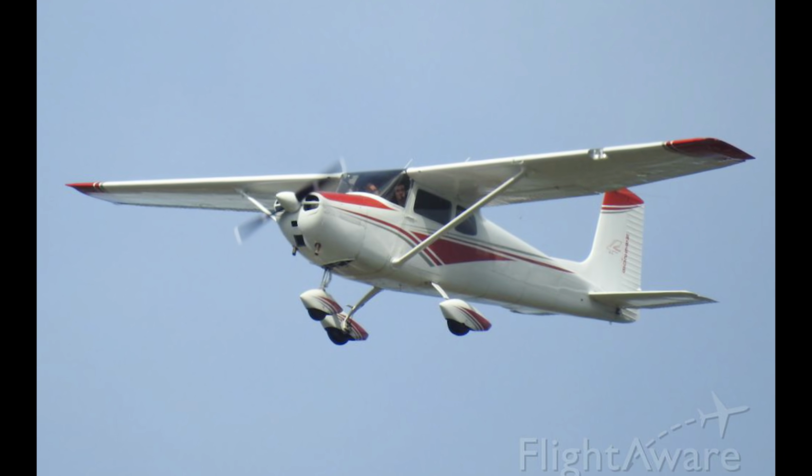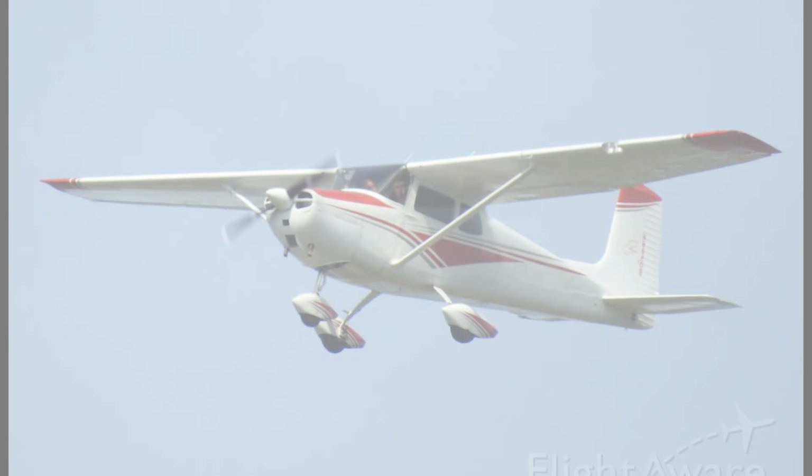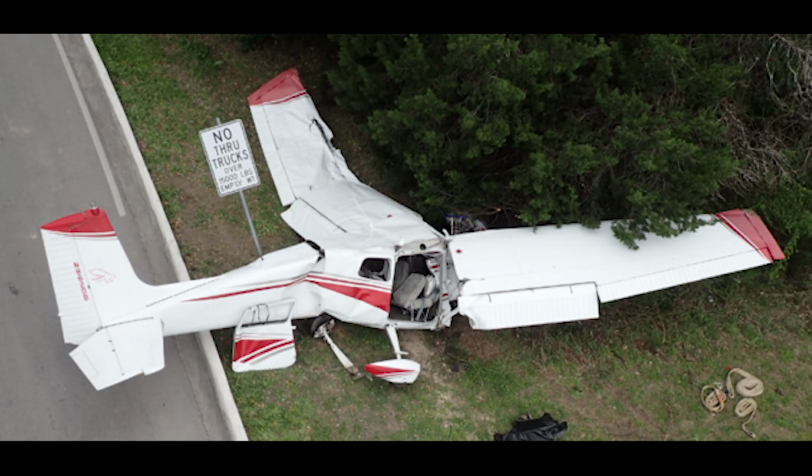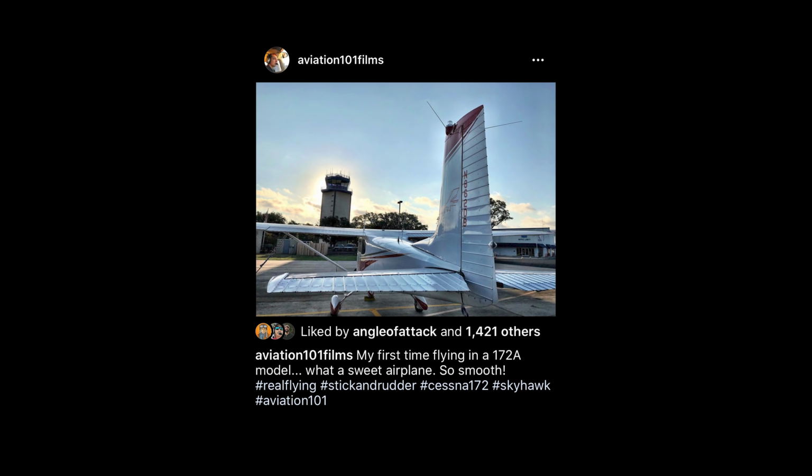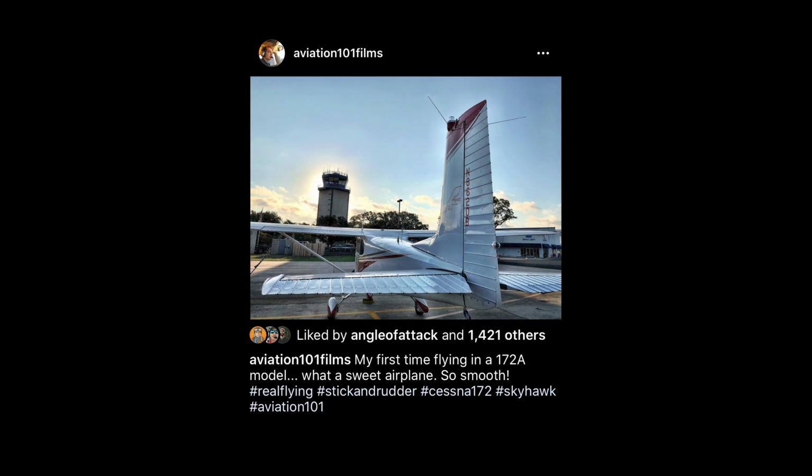On March 14th, 2019, Skyhawk 8620 Bravo plowed into the ground just short of the approach end of runway 34 at Lakeway Air Park. This accident really got my attention because at the time, that was one of the airplanes that I had been flying a lot in.